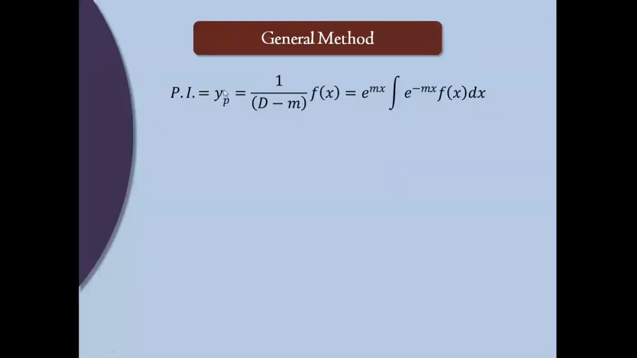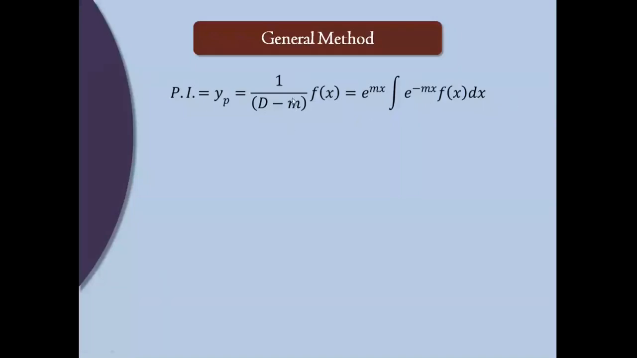While finding yp, if we get a term of the type 1 upon D minus m f of x, then after simplification the formula in the general method is e raised to mx integral e raised to minus mx f of x dx. We just have to use this m, and by using this formula we get this integration, and solving it, we get the yp part. This is a standard formula, very easy, very important.